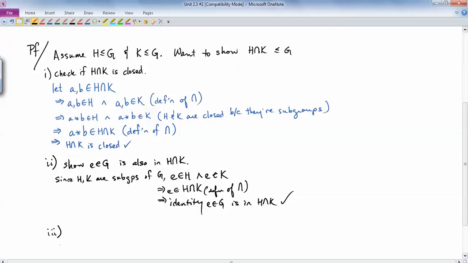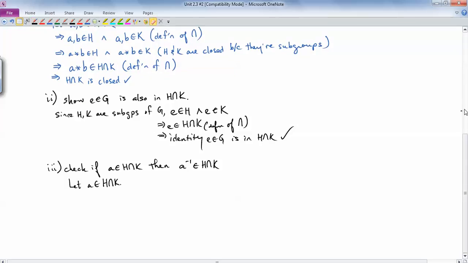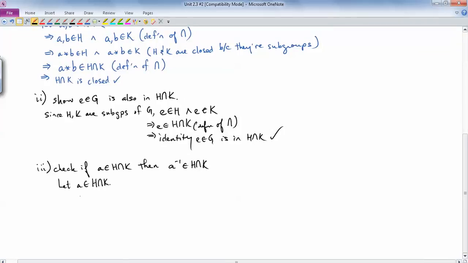Okay, let's look at 3. So if you know that A is in your subgroup, or what you're trying to prove is a subgroup, then its inverse has to be in the subgroup too. Okay, so we're going to start with A. Let A be in H intersect K. Then the goal is to show that A inverse is. Okay? Well, since A is in H intersect K, A has to be in H, and A has to be in K. Right? Definition of intersection.